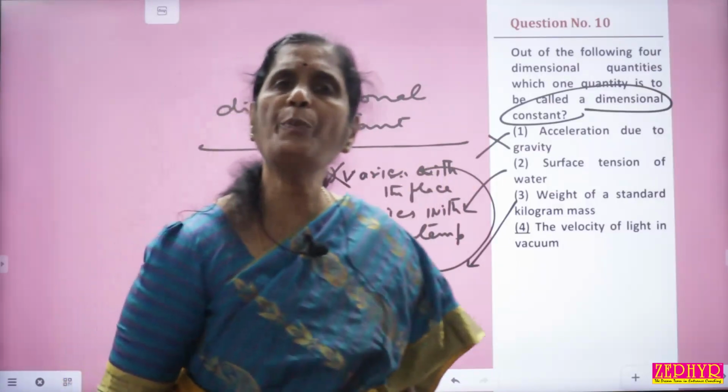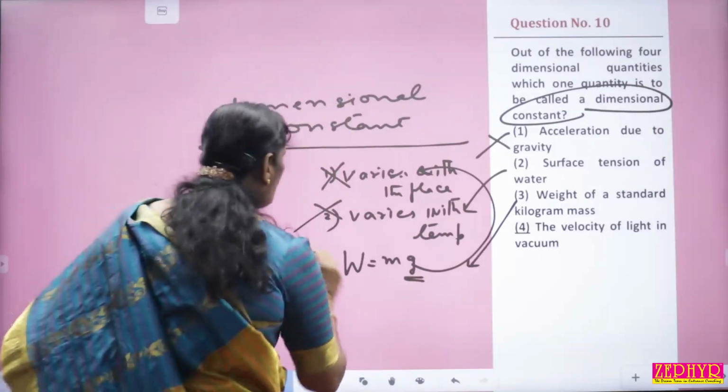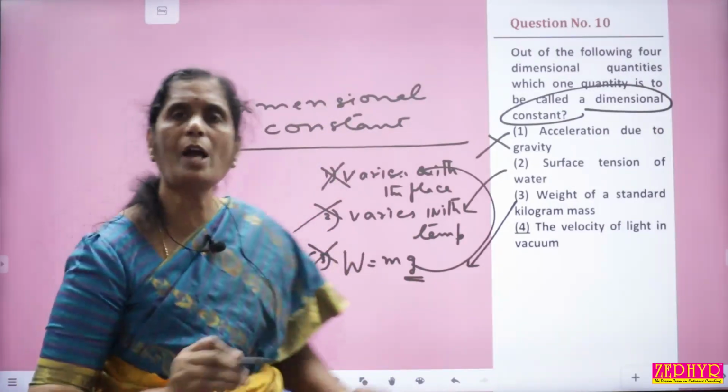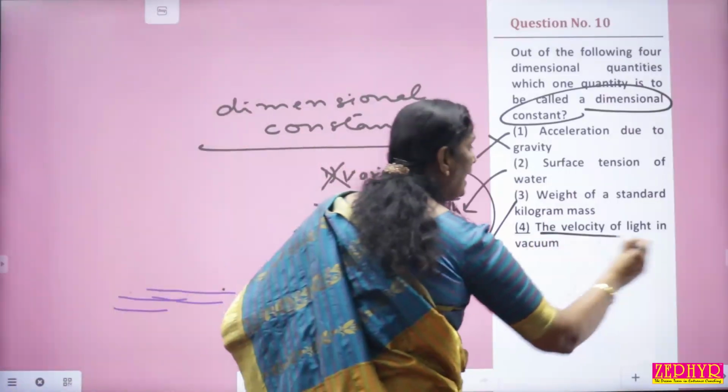G changes from place to place. So mg also changes. So weight is also not a constant. It should be constant throughout the universe. That's all. Velocity of light, yes.